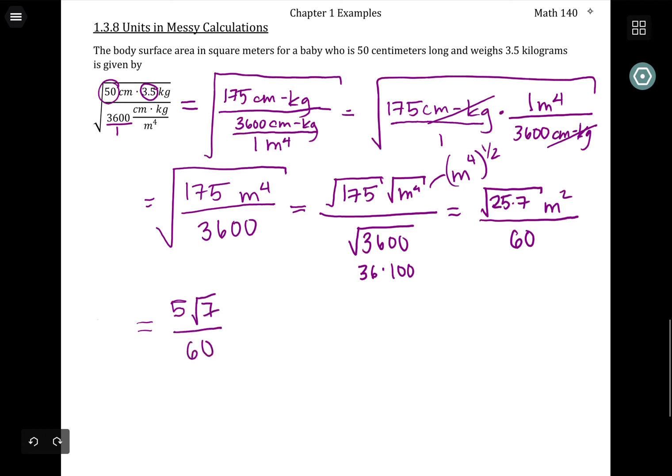And, oh, I guess not quite last step. I'm going to go ahead and split off the meters squared so they're not in the fraction anymore. Same meaning, but it looks a little prettier. And I do see one last thing I can do. I can reduce the fraction. 5 goes into 60 12 times. So I have root 7 over 12 square meters.